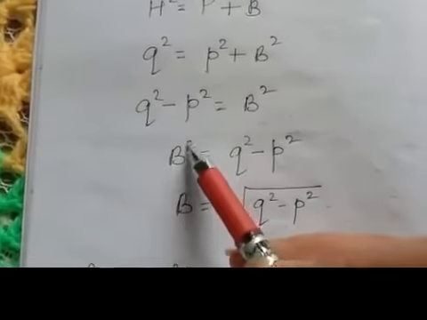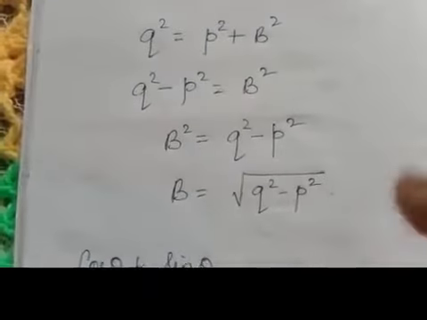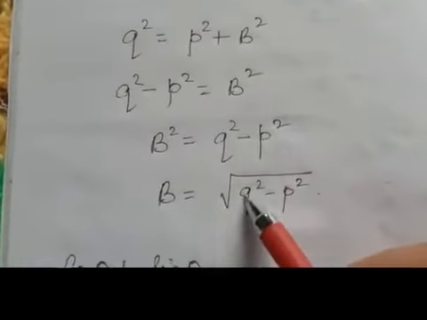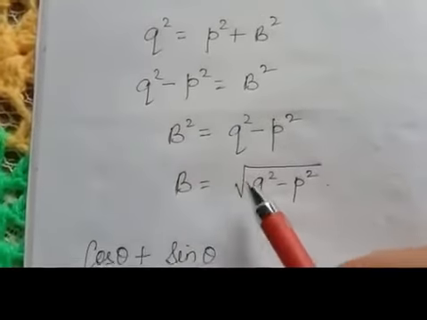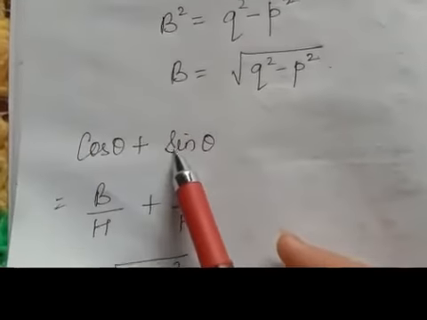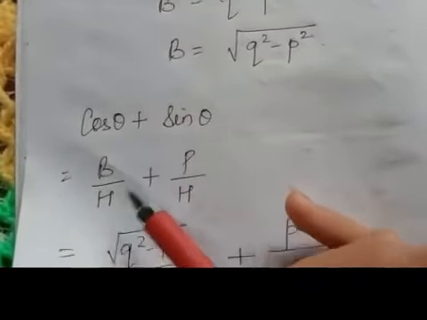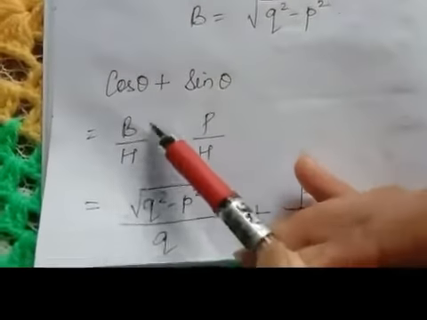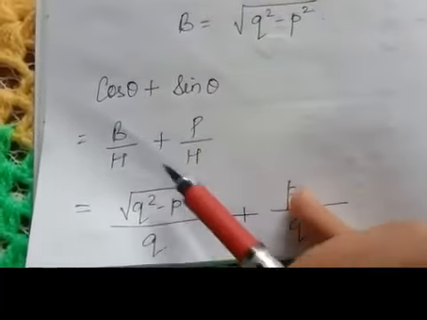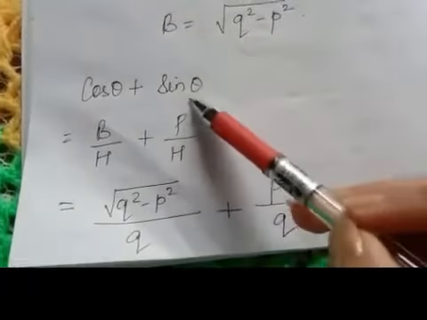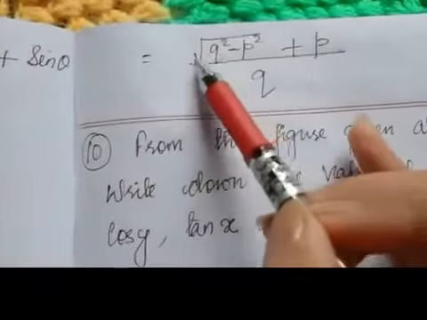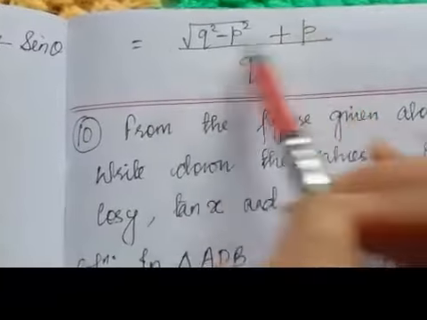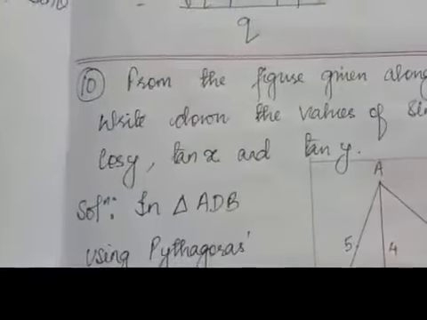B is equal to, when you remove this square, you have to give square root on the other side. So root over Q square minus P square. Value of B is root Q square minus P square. So you have to find the value of cos theta plus sin theta. Cos is base by hypotenuse, plus sin theta, perpendicular by hypotenuse. So base is root Q square minus P square, hypotenuse is Q, plus the value of sin theta is already given, P by Q. Now LCM of Q and Q is Q. So root Q square minus P square plus P, divided by Q. This is the answer of question number 9.